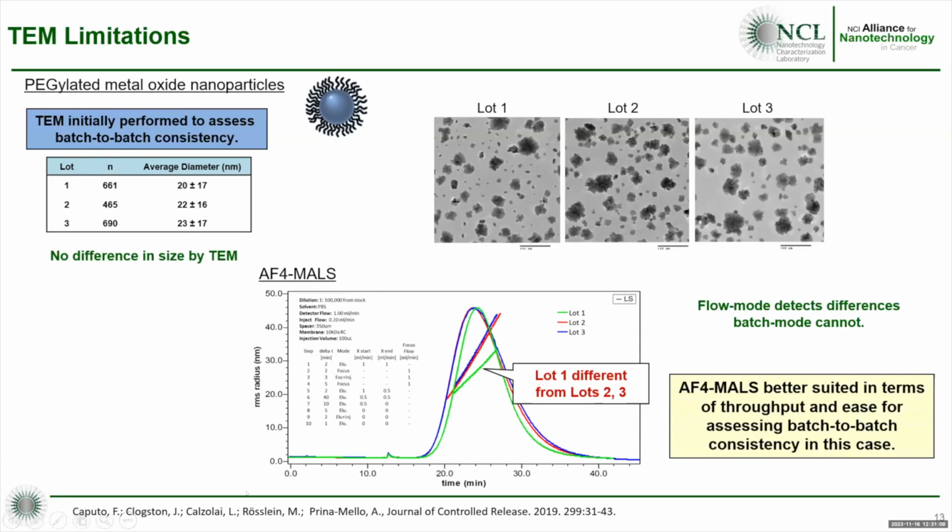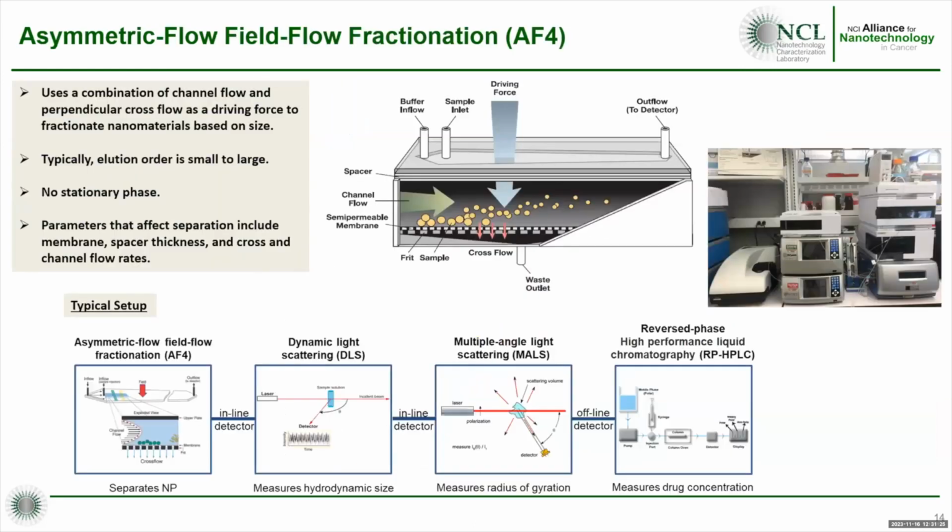And you can see that one of the lots is very different from the other 2. So in this case, TEM wasn't able to discern any differences, whereas AF4 MALS was. Again, highlighting the importance of orthogonal methods for assessing size. So I mentioned AF4, this is up and coming.